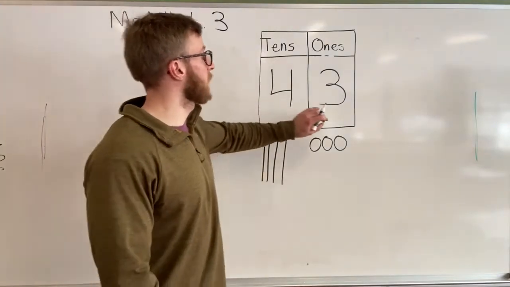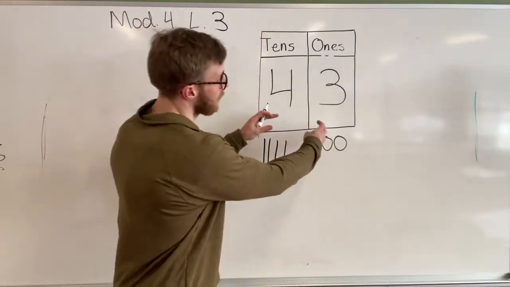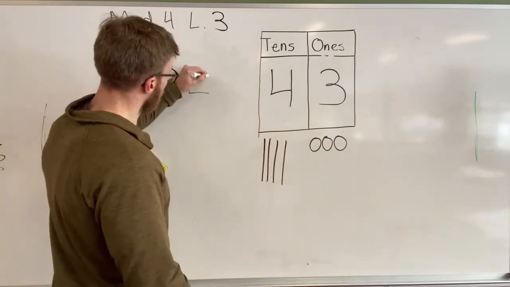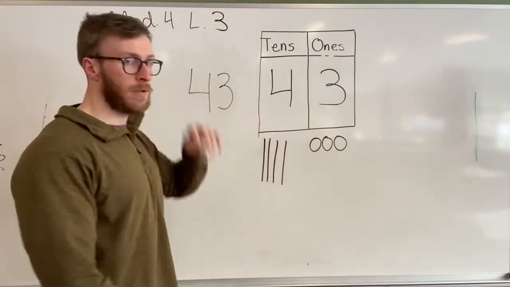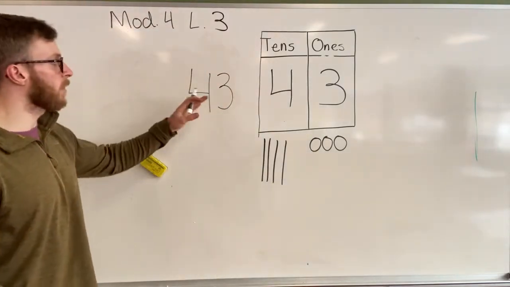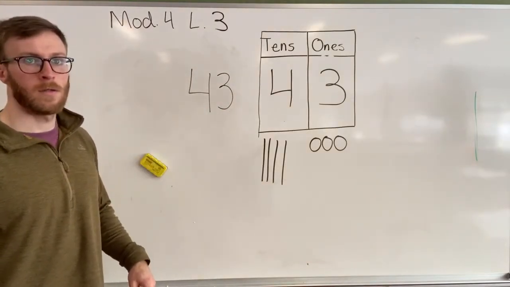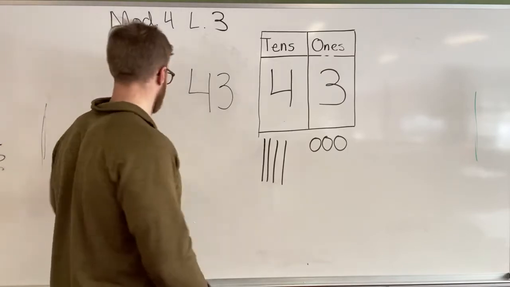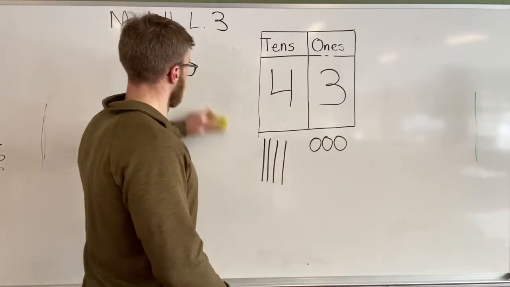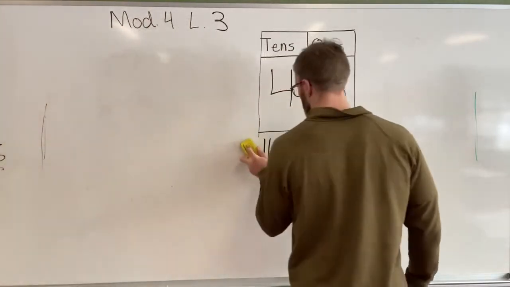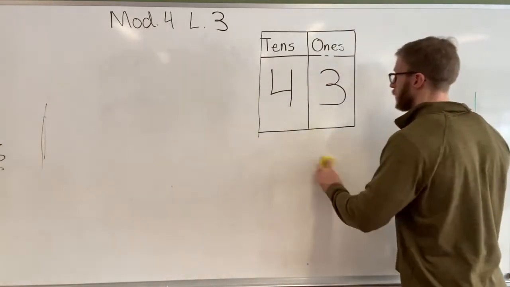Now, if we have 4 10s and 3 1s, I'm going to take these numbers right out, put them right here. I have 43. My answer is 43. 4 10s, 3 1s. All right, let's try another one.